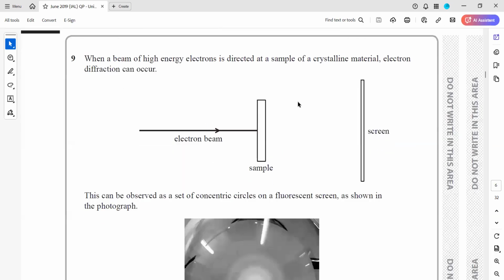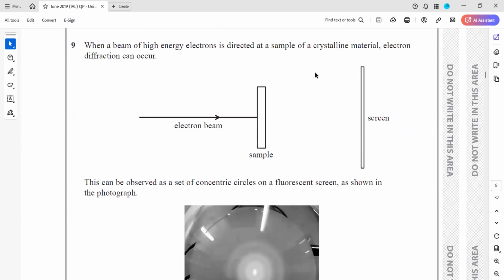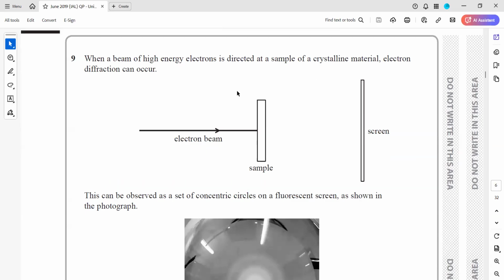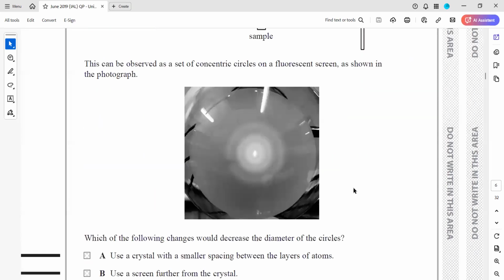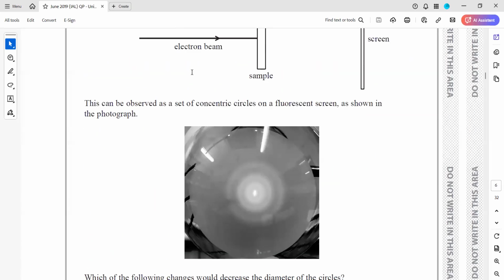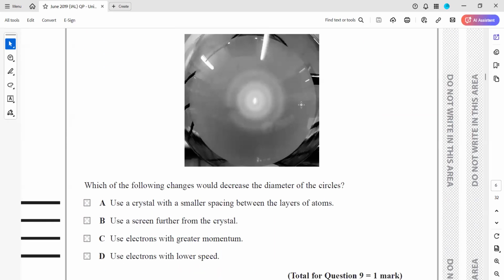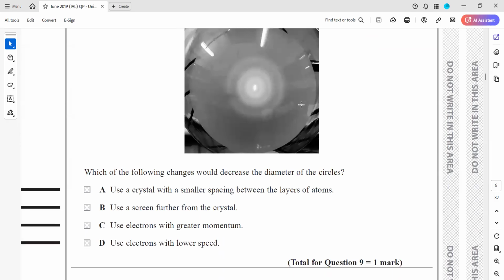A beam of high energy electrons is directed at a simple crystal material. As you can see, just as we discussed in the last paper as well, this is electron diffraction. When these electrons are passing through the crystal, they tend to show a pattern the same as the diffraction of a wave. This can be observed as concentric circles on a fluorescent screen, which is a diffraction pattern. Which of the following changes would decrease the diameter of the circle? Like these circles, you can see, this is the diameter of the circle.